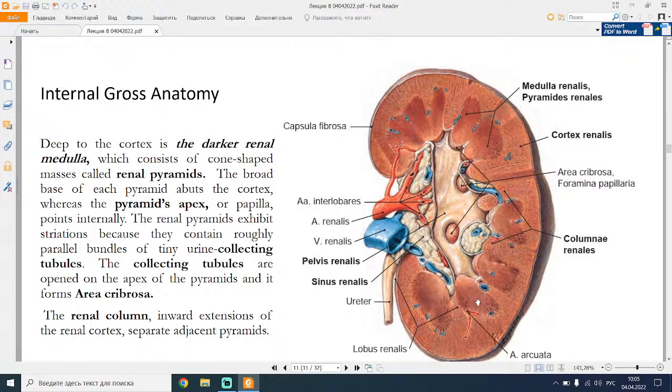The renal column is an inward extension of the renal cortex. Renal cortex separates adjacent pyramids. Columna renalis, pyramids, and cortex renalis. Medulla renalis, cortex renalis. This is capsula renalis, capsula fibrosa around the kidney.